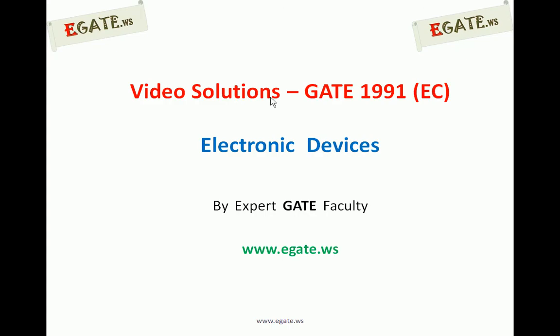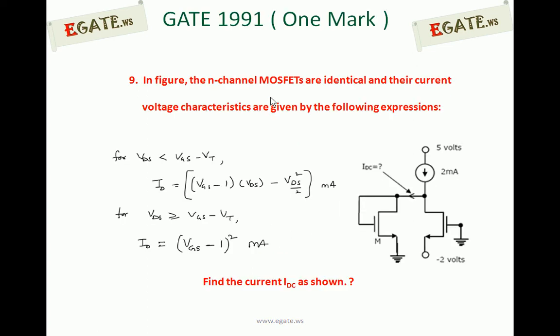Hello, we are discussing the GATE 1991 ECE paper, and the topic we are discussing is electronic devices. This is the ninth 1 mark question, which came in 1991. Look at the diagram. The diagram consists of two N-channel MOSFETs.